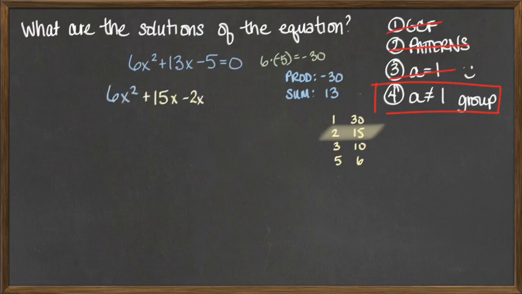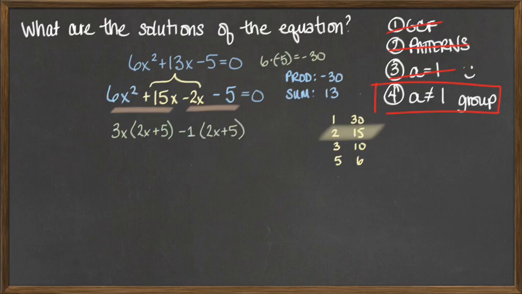So I rewrite that middle term using those values: plus 15x minus 2x, still all equal to 0. And then I group. I take two different pairs, and I find the greatest common factor. The greatest common factor is 3x in the first pair, negative 1 in the second pair, and lucky for me, I get the same thing in parentheses, so I can pull that out as a greatest common factor. So 2x plus 5 times 3x minus 1 is equal to 0.